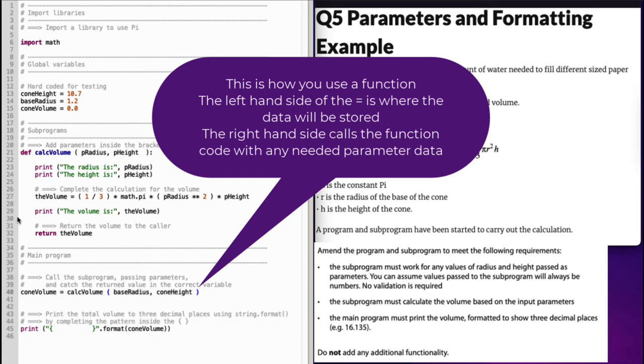And one thing to notice is that these things line up. So base radius gets passed to that subprogram, that function, as p radius. Cone height gets passed to p height and allows you to use it in there. So that's effectively what they're asking me to do, just pass those values around. Because I can't use these directly in here, I have to pass them as a parameter in order for them to be used properly.